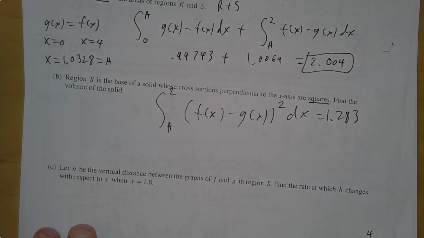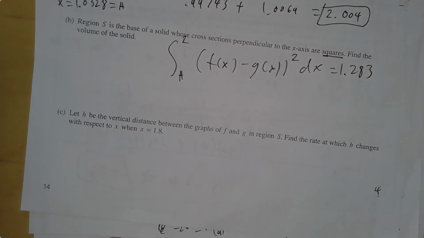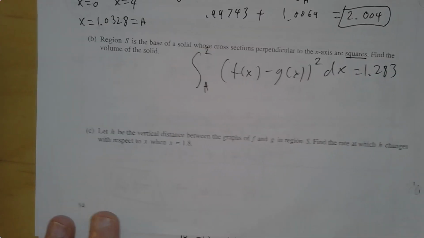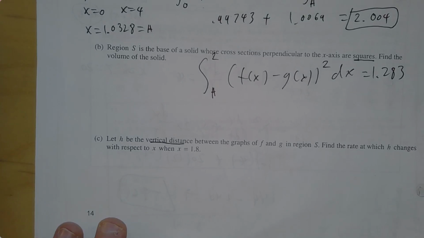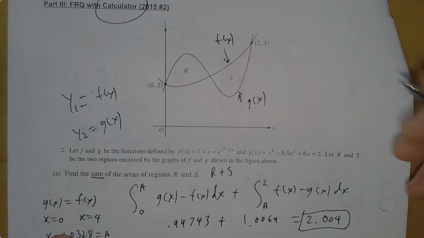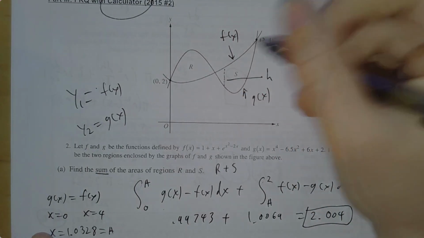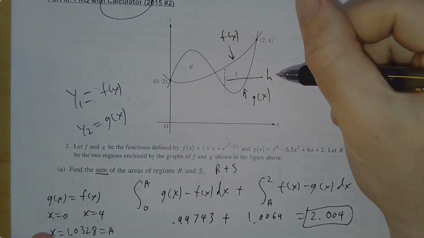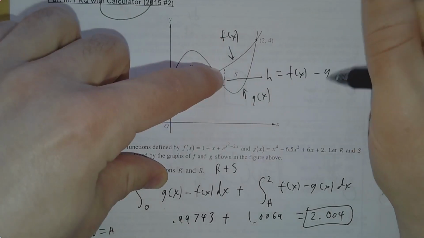That's it. Okay. C. Let h be the vertical distance between the graphs of f and g on region S. Find the rate at which h changes with respect to x when x equals 1.8. Okay, so h is vertical distance. This is a very important concept. So we're on S, and h is this distance here, the distance between these two. So what is h really? Well, h is really just f of x minus g of x.